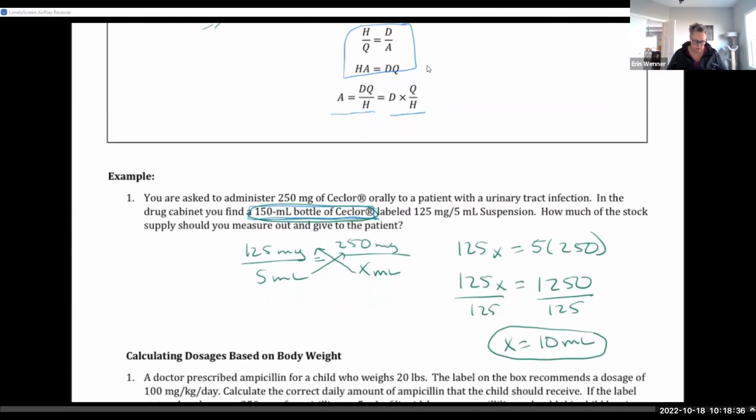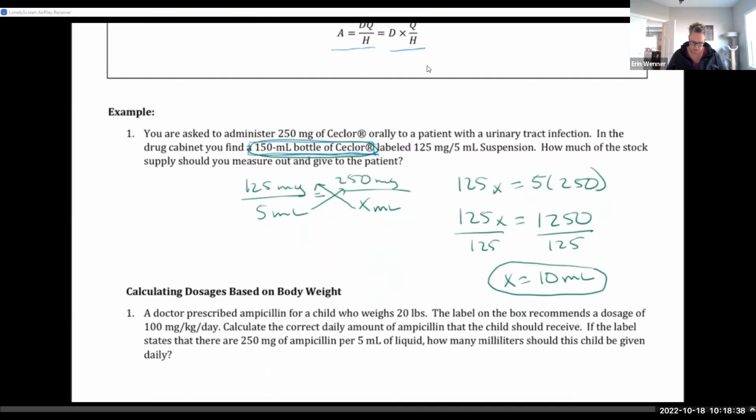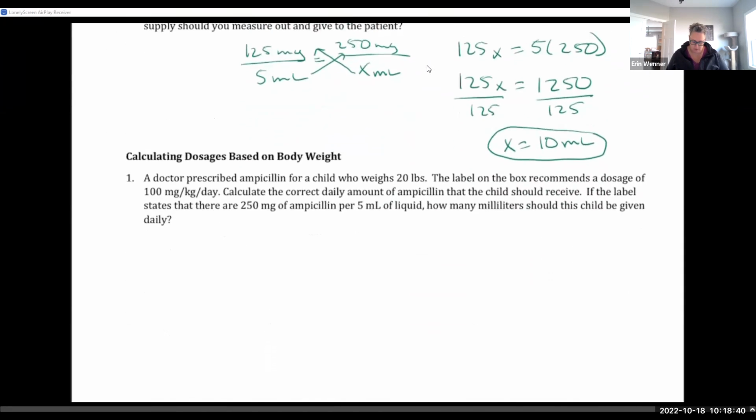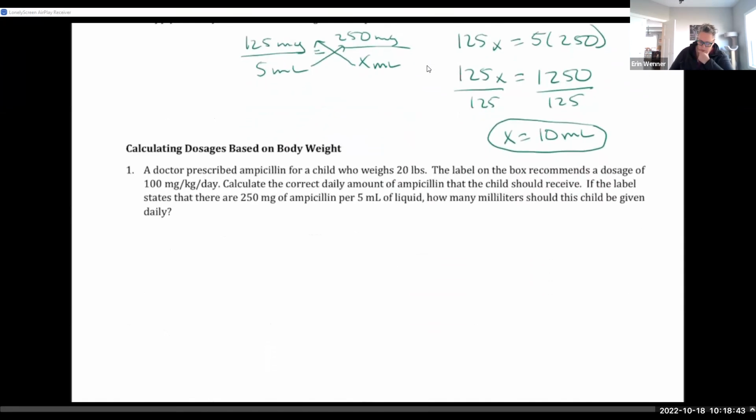Then we can also calculate dosages based on body weight. The doctor prescribed ampicillin for a child who weighs 20 pounds. The label on the box recommends a dosage of 10 milligrams per kilogram per day. Calculate the correct daily amount of ampicillin that the child should receive. If the label states that there are 250 milligrams of ampicillin per 5 milliliters of liquid, how many milliliters should this child be given daily?